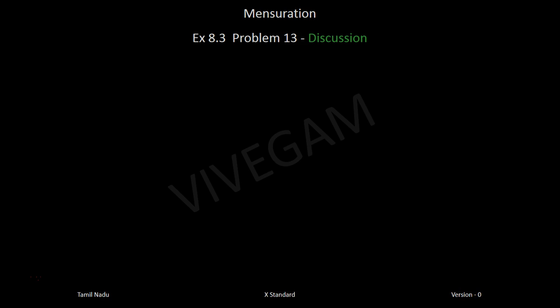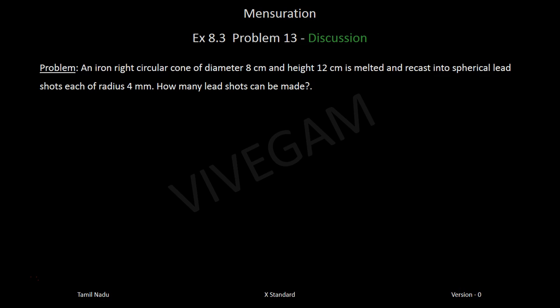Exercise 8.3, problem 13, discussion. Let's read the problem. An iron right circular cone of diameter 8 cm and height 12 cm is melted and recast into spherical lead shards, each of radius 4 mm. How many lead shards can be made?